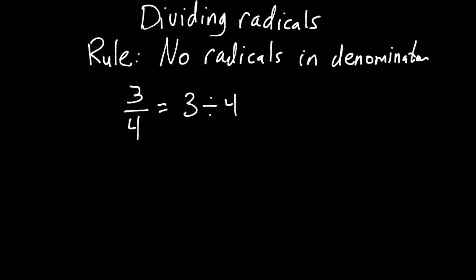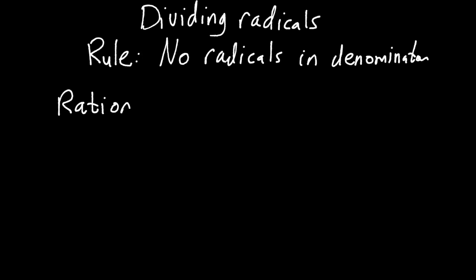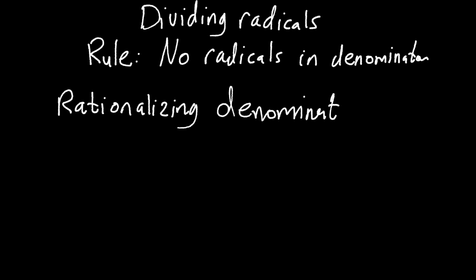And there are 2 techniques that we're going to be using to take care of those radicals in the denominator. One is called rationalizing the denominator. And the other is called the conjugate. These two methods are how we get rid of our radicals in the denominator. We cannot use both at once. We have to choose one or the other. Thankfully, it's pretty simple to decide which one.